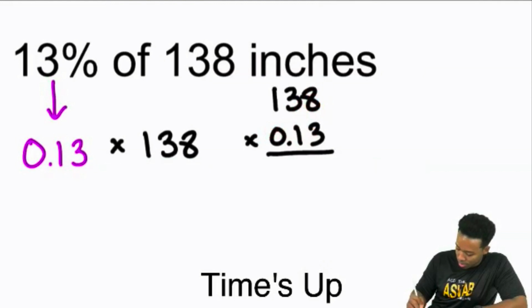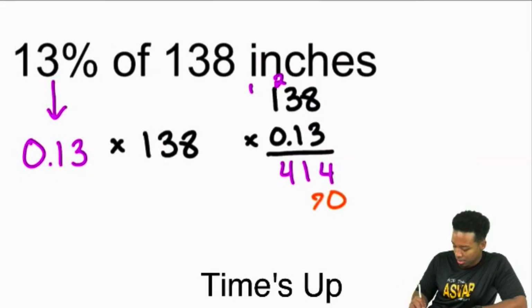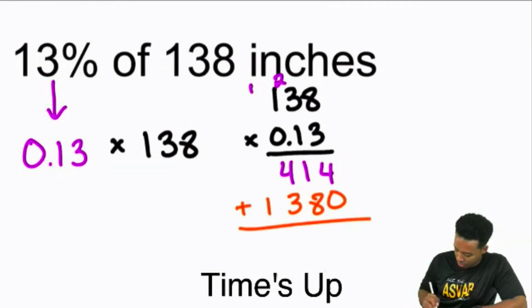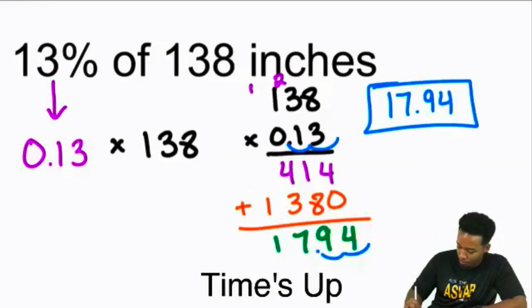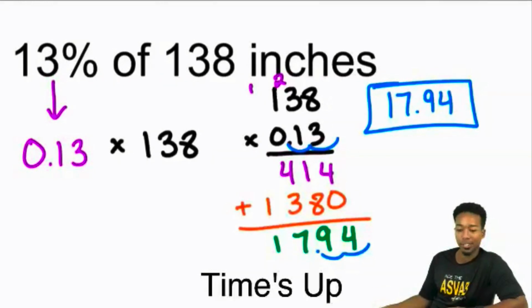8 times 3, 24, carry the 2. 3 times 3 is 9, carry the 2 is 11. 1 times 3 is 3, carry the 1 is 4. Bring down the 0. 8 times 1 is 8. 3 times 1 is 3. 1 times 1 is 1. Added together, we have ourselves a final answer of 4971. Moving that decimal place back once, twice, and we have ourselves 17.94. Correct or incorrect for you personally?